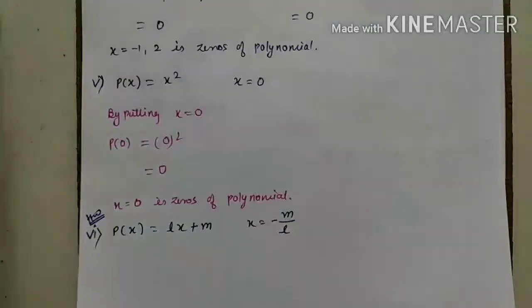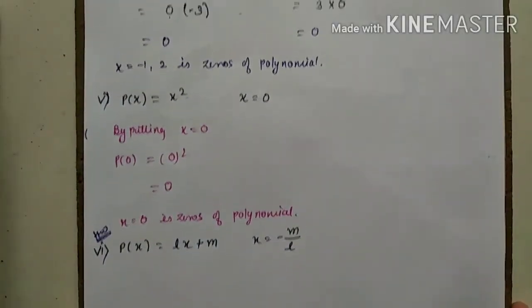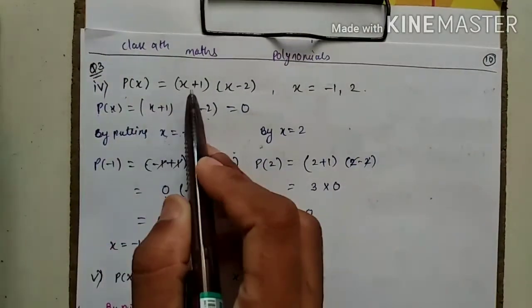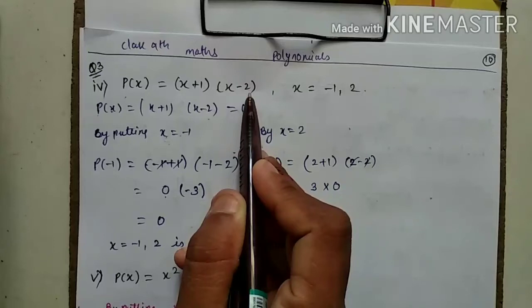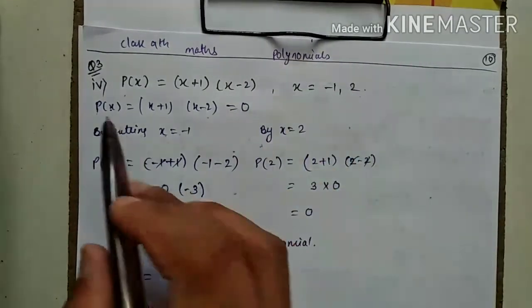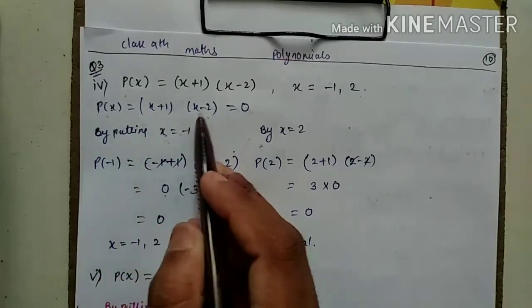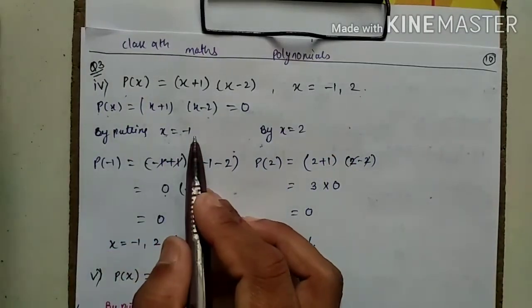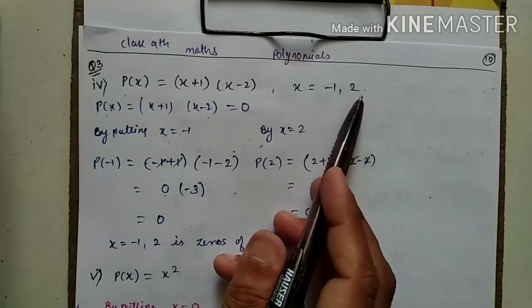Next question, that is P of x equals (x plus 1)(x minus 2). You have to put x equals to minus 1 and 2. So P of x equals (x plus 1)(x minus 2) is equal to 0. I am putting this because I want the 0. By putting x equals to minus 1 first, then I will put 2.